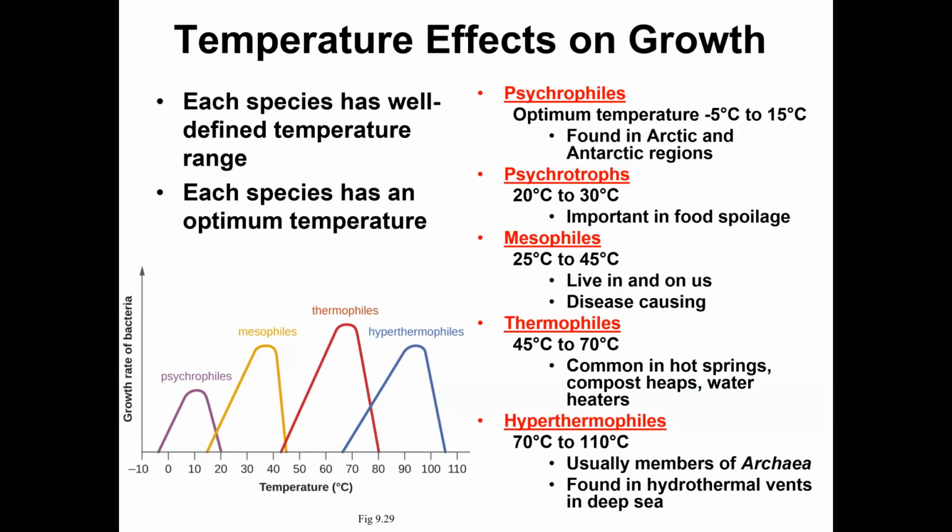So starting from cold to hot, with cold, there are bacteria that can live at sub-zero temperatures. We call them psychrophiles. Okay, obviously, phile is to love, right? Psychro means cold. So cold-loving microorganisms. So the range for these guys is somewhere between -5 Celsius, below freezing, to 15 degrees Celsius.